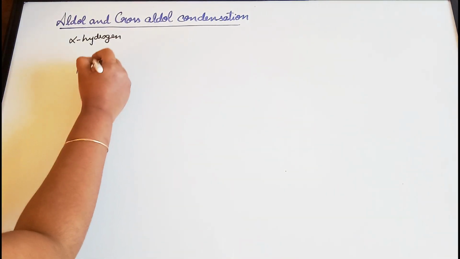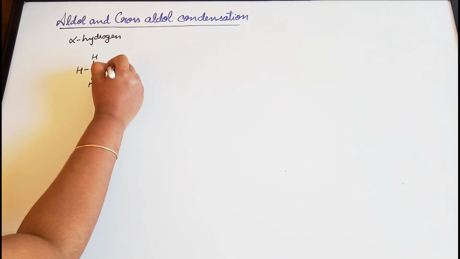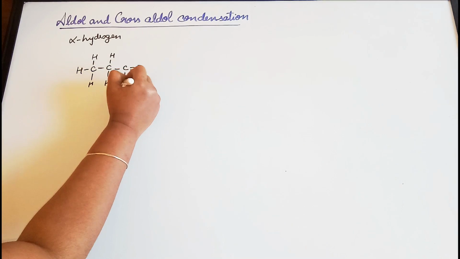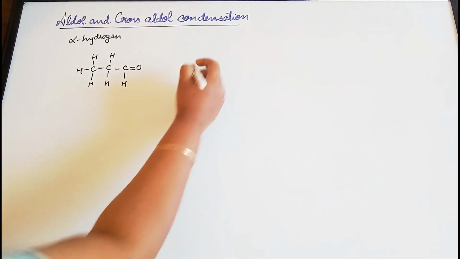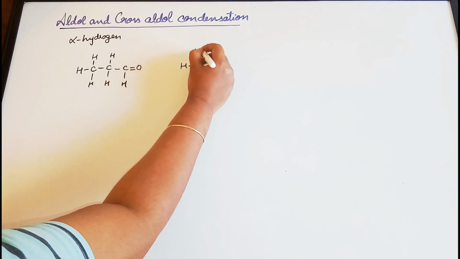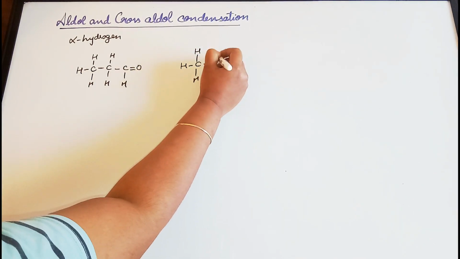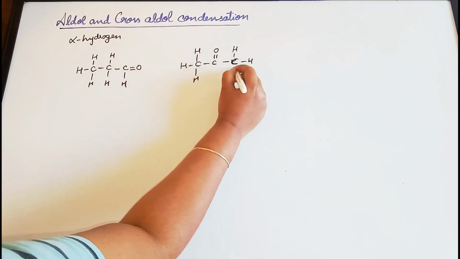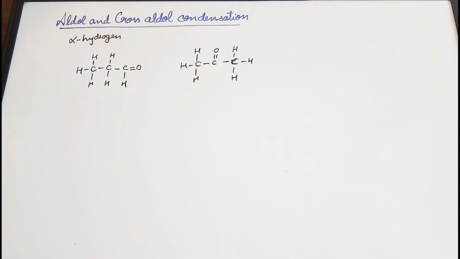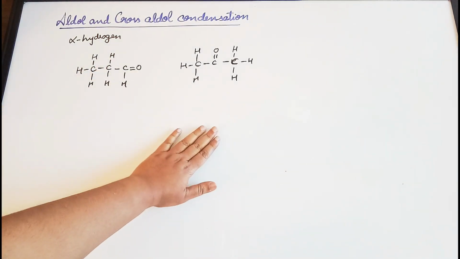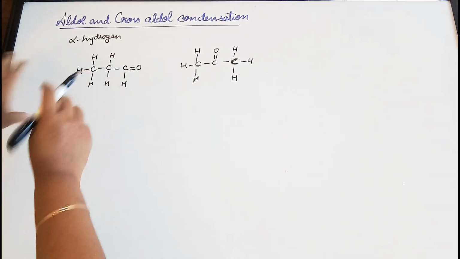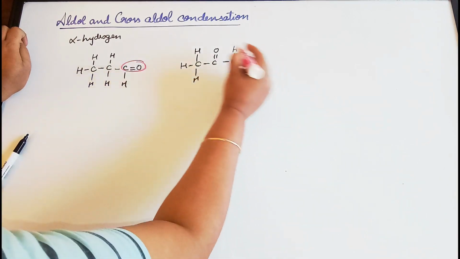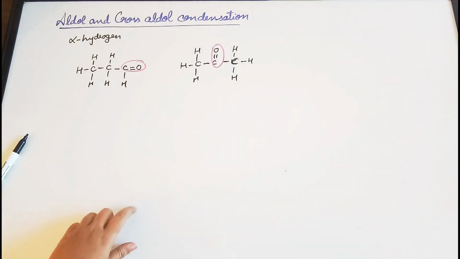So we are taking propanaldehyde or propanal. It has to have 3 carbon atoms. This is propanaldehyde or propanal, and we're taking propanone, which is a ketone. Now propanaldehyde and propanone, both of these have a carbonyl group. So this is the functional group.